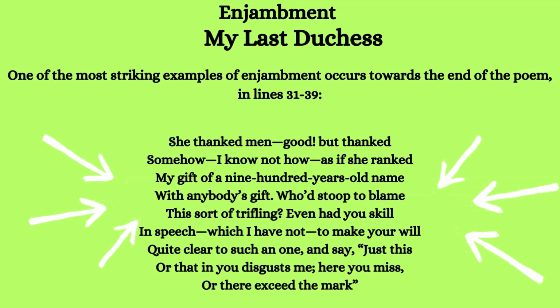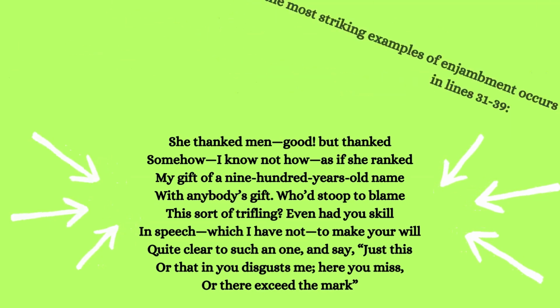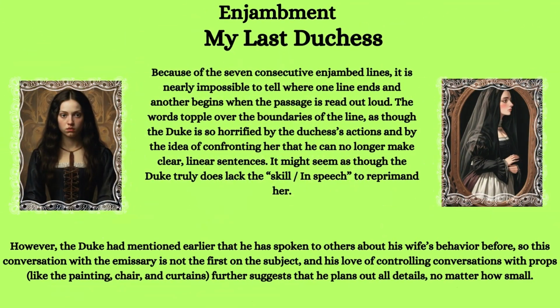One of the most striking examples of enjambment occurs towards the end of the poem. Because of the 7 consecutive enjambed lines, it is nearly impossible to tell where one line ends and another begins when the passage is read out loud. The words topple over the boundaries of the line, as though the Duke is so horrified by the Duchess's actions and by the idea of confronting her that he can no longer make clear, linear sentences. It might seem as though the Duke truly does lack the skill in speech to reprimand her.